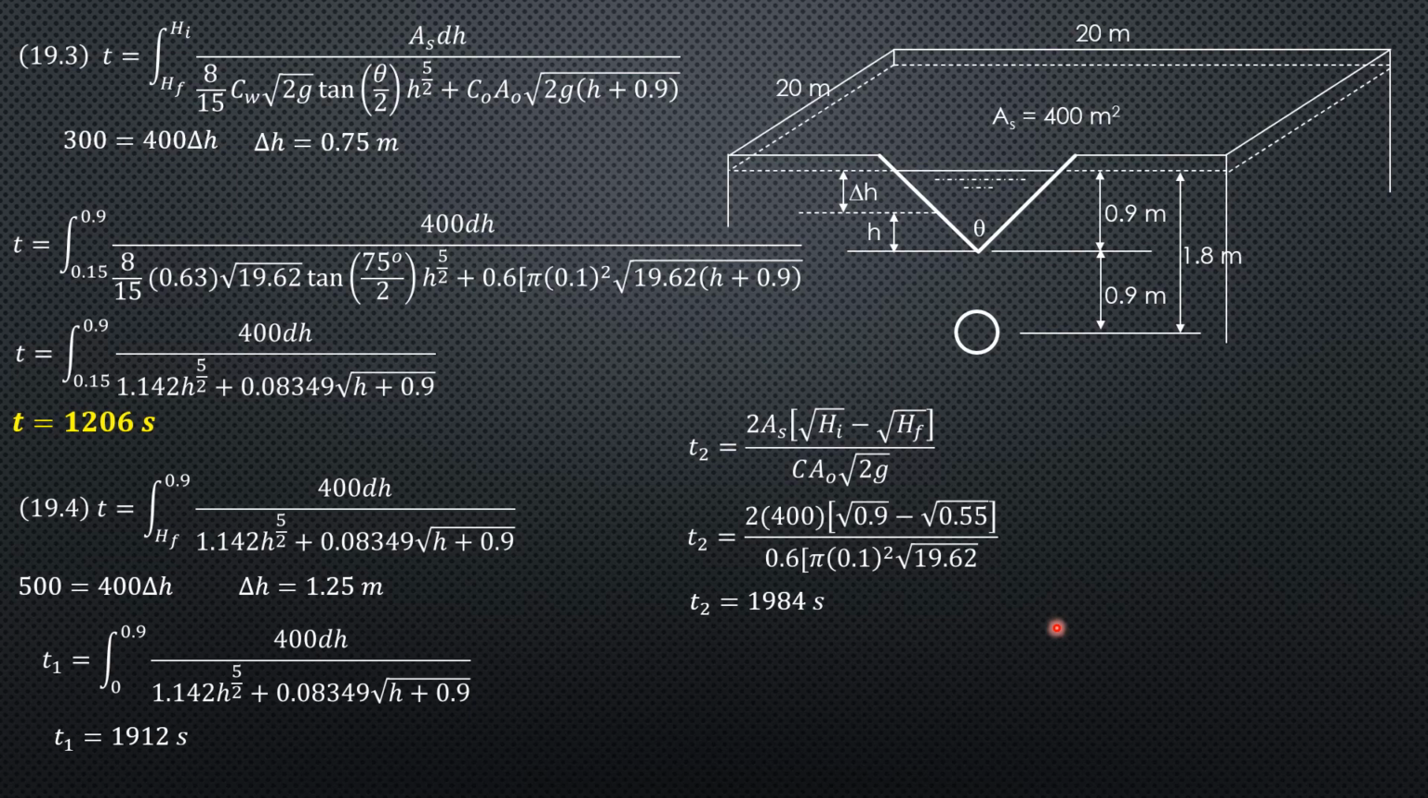So the time to discharge 500 cubic meters is 1912 plus 1984, so the total time is 3,896 seconds. So I hope that you understand the explanations, and especially the equation here. Again, it is impractical to apply approximate integral. In this case, it will take time. So I just used the high-tech calculator, and I hope that it will improve your analysis in solving problems like this.